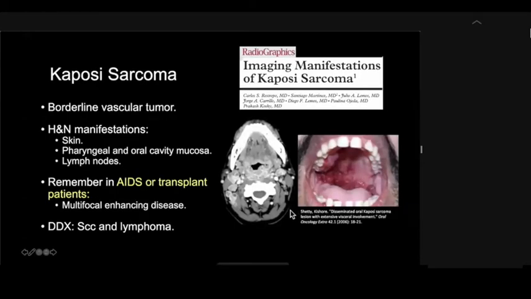Kaposi's sarcoma is an AIDS-defining illness and a borderline vascular tumor. Its most common head and neck manifestations are in the skin, the pharyngeal and oral cavity, and in the lymph nodes. It's important to remember this diagnosis in AIDS or transplant patients, particularly when they show multifocal enhancing disease. Differential diagnoses are squamous cell carcinoma and lymphoma.